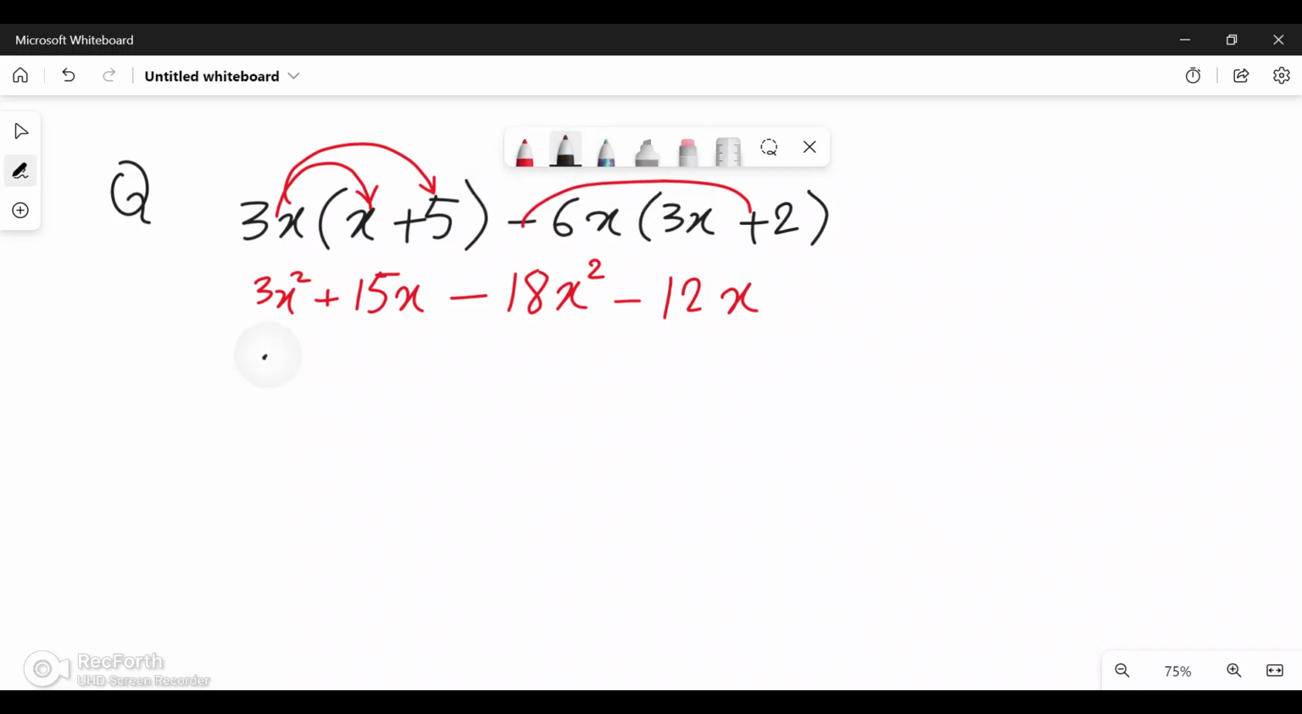We will arrange the like terms first: 3x square, negative 18x square, plus 15x minus 12x. These are the like terms. When you are simplifying, first look at their signs. If they have the same sign, you add the two terms, but if they have different signs, you always subtract the two terms, and with the answer you write the sign of the bigger value. Here, these two terms have different signs.